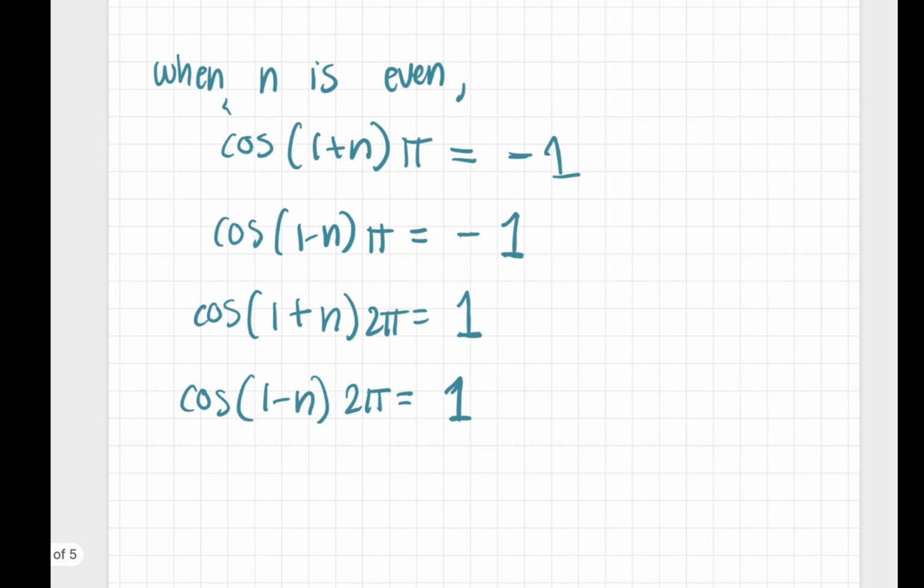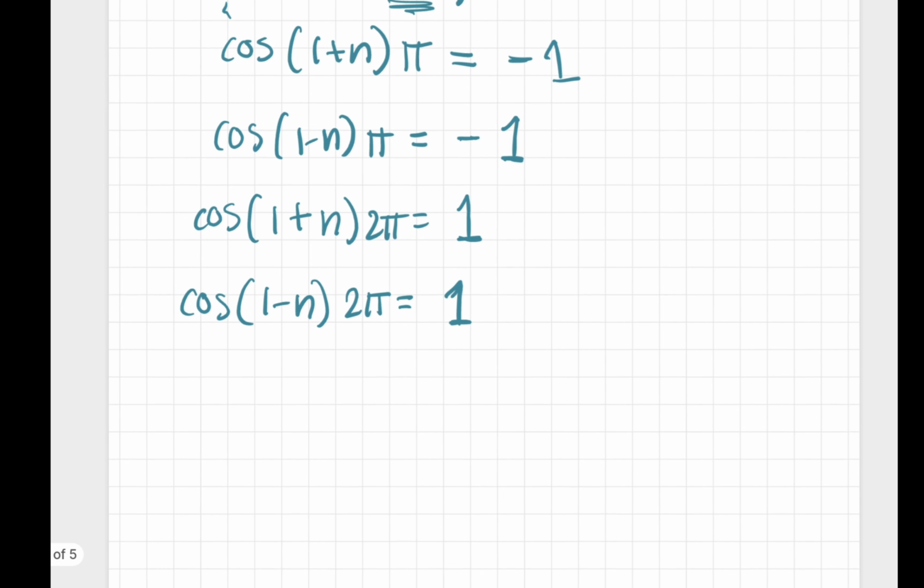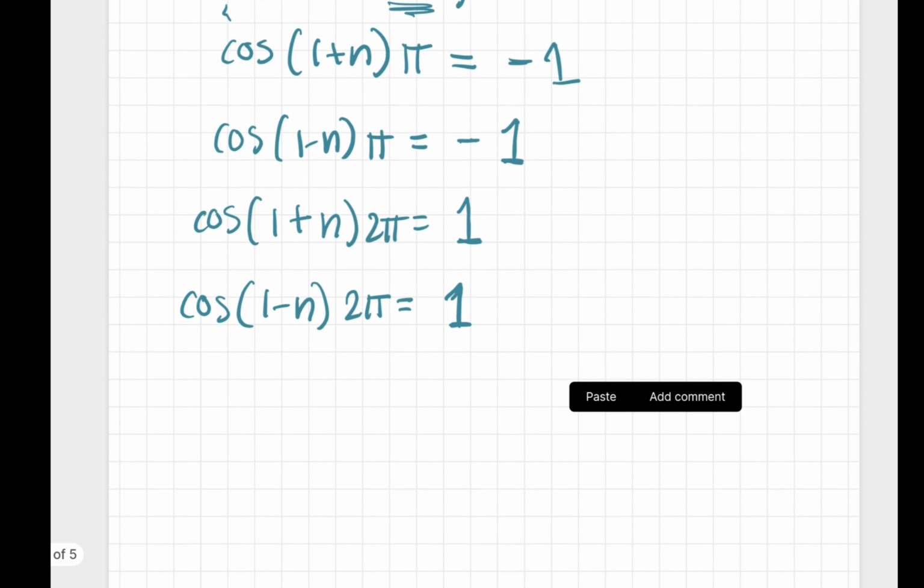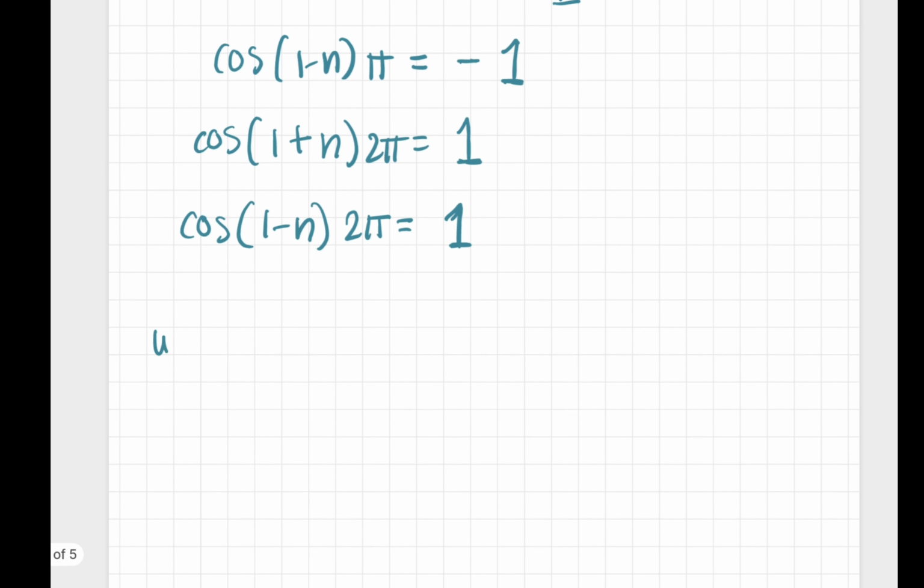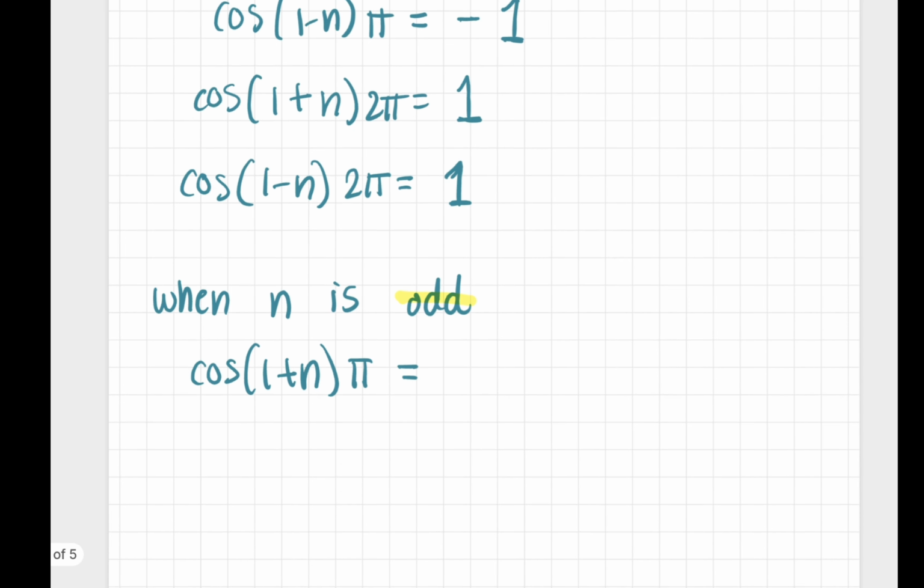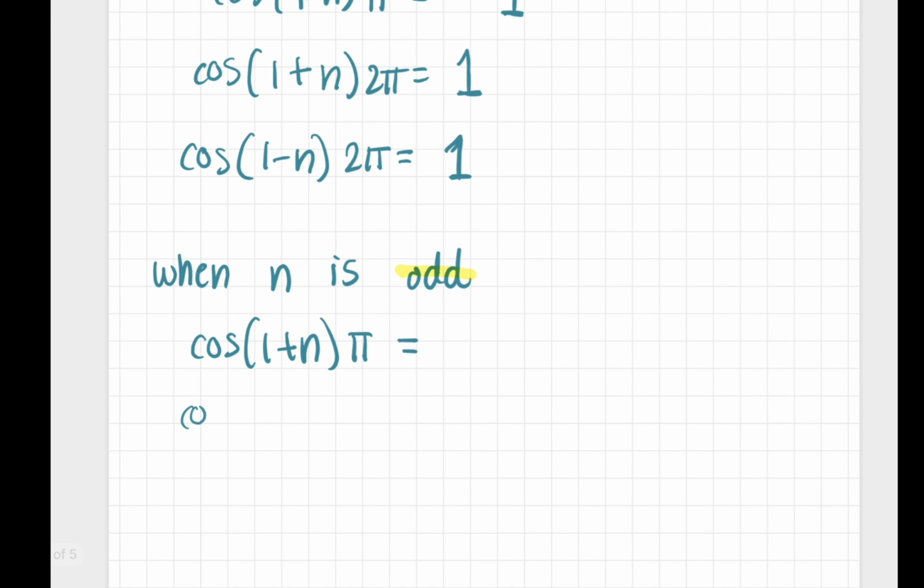But we're not done yet. This is only when n is even. But we also have to do it when n is odd, because when n is odd, we're going to get a different value for each of them. So now we have to see when n is odd, then cos of (1 + n)π, what would it be? Well, let's take 3, since 3 is an odd number. Cos of (1 + 3)π, cos of 4π. Well, cos of 4π is just 1, so we get 1.